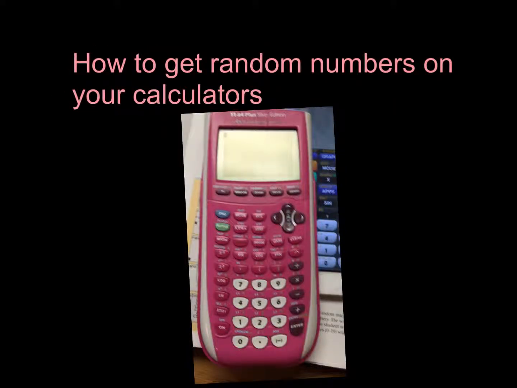The TI-84 calculators all have a function to get random numbers. What you do is you go to the math function, you go to the random tab, then you go to random integer. Then in this case, you go from the numbers 1 to 100, and the third number is 5, which means I want 5 numbers out of that pool.